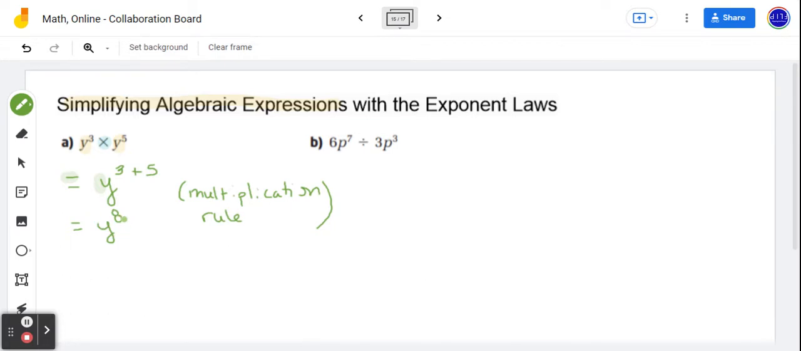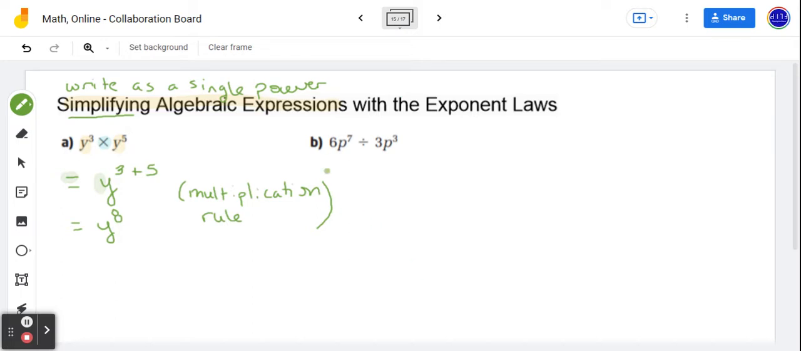And again, the goal in terms of simplifying is to write as a single power. Although it doesn't say that in the instructions, that's what it's going to mean when you're operating on powers with the same base. Okay, awesome. All right, next one.